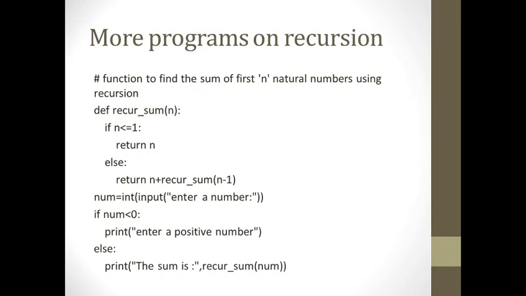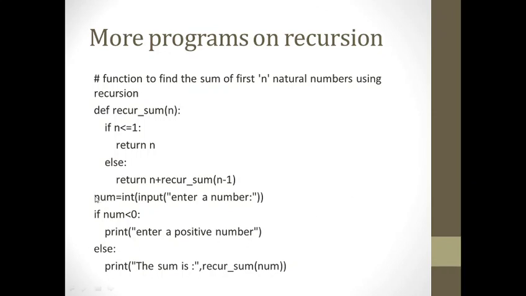So suppose the value entered by the user is 10. Suppose num equals int(input("Enter a number")), so the output will be the sum of 1 to 10. If num is less than 0, then print "Enter a positive number". If a positive value is entered, then else will be executed. Print sum is recur_sum(num). num is passed as an argument to the recur_sum function, and this is the main part.